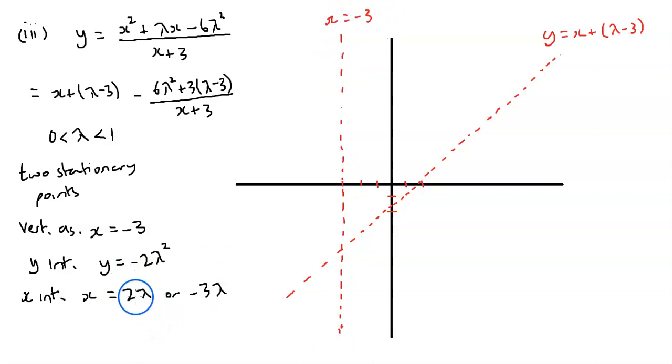Then we have our two x-intercepts, x equals 2 lambda or negative 3 lambda, so just before negative 3 and just before 2, but it can't intercept the asymptote, so be careful with that. And we have our y-intercept, just before negative 2, where again we can't intercept with the asymptote, so be careful with that. And then the minimum must be somewhere around here.